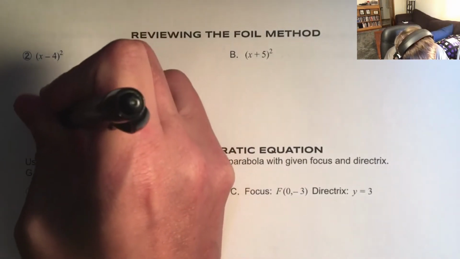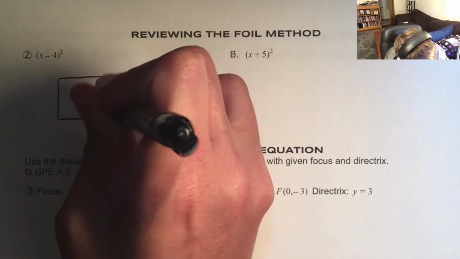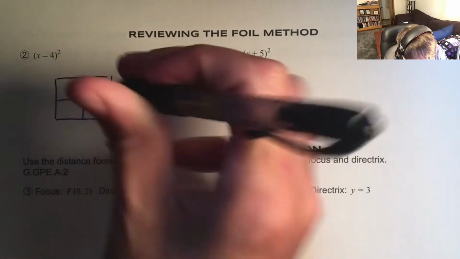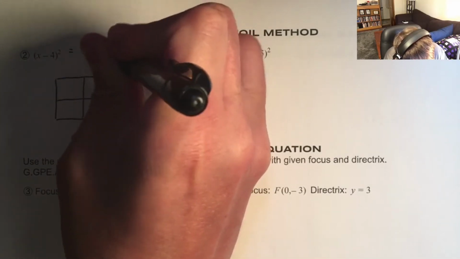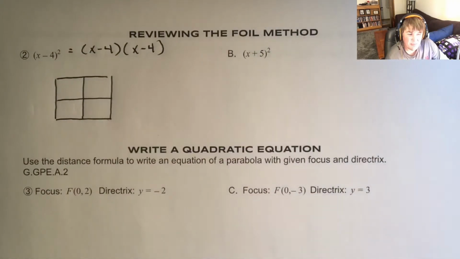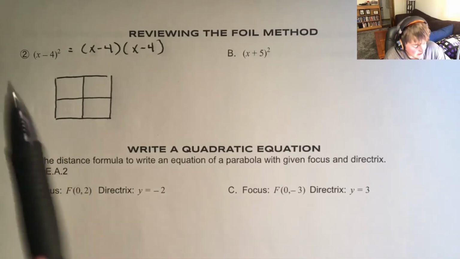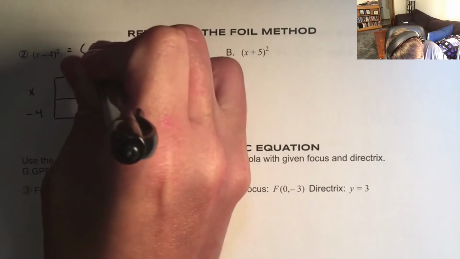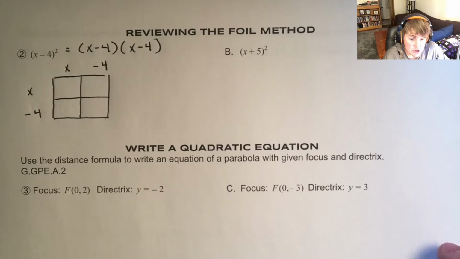Okay, so what I like to do is set up a box whenever I'm squaring a binomial. The reason I set it up like this is because x minus 4 squared is the same as x minus 4 times x minus 4. So I'm multiplying them by each other. I can set up a little box, with an x minus 4 here, and an x minus 4 here as well. You should have seen this in Algebra 1, and maybe even a little bit into geometry as well.